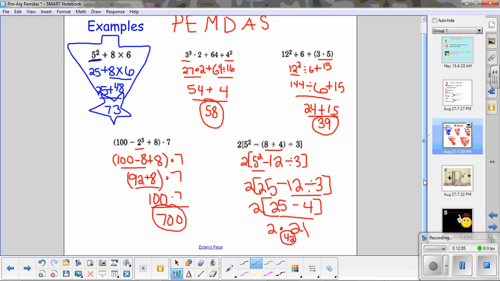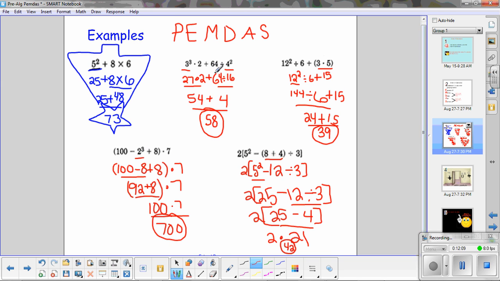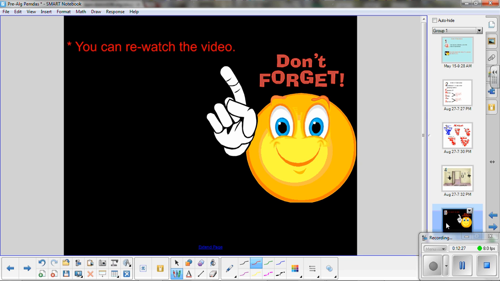The thing I'm going to be looking for when you're working on your work in class tomorrow is that you have shown each step, underlining what you've done and replaced it with the new number, basically starting out big and getting smaller. Don't forget, you can always go back and re-watch the video.